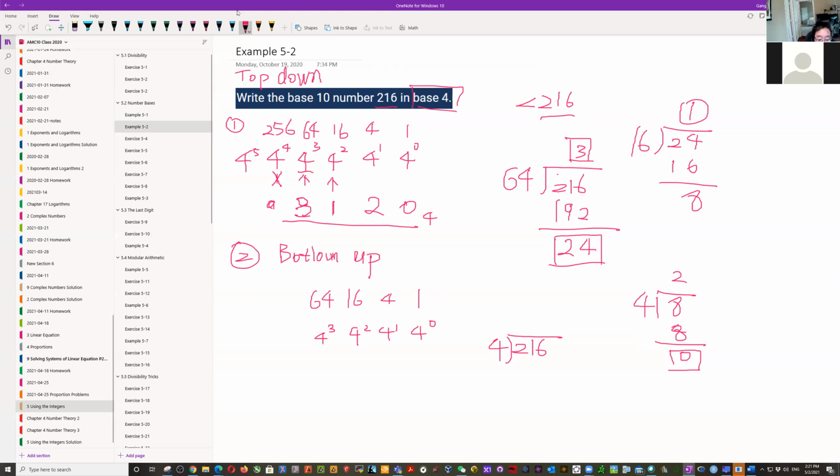The way I do it is I divide this number by 4. Then I get 54, because 4 times 54 is 216, and the remainder is 0. And 0 will go here. And why does this go here?